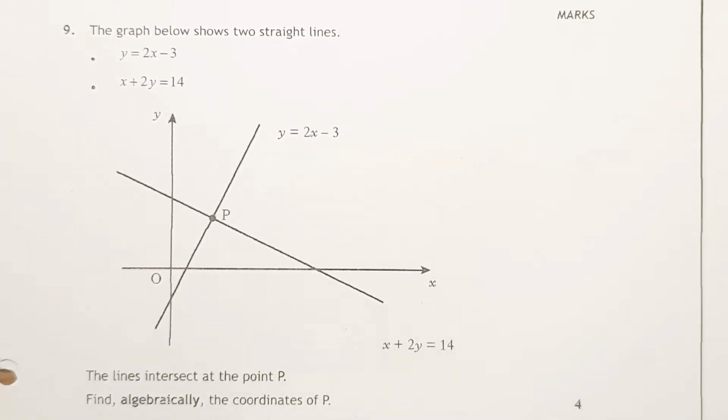National 5 Maths, Practice Paper H, Paper 1. Now in question 9, what we have to do is to find where the two lines intersect. Now it specifically says we have to do it algebraically.